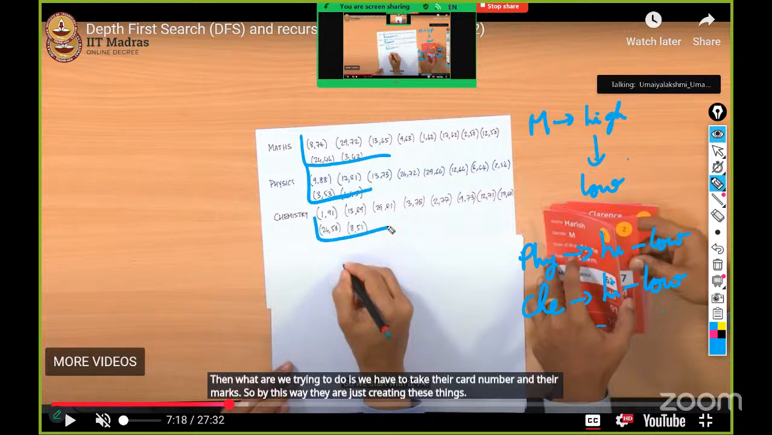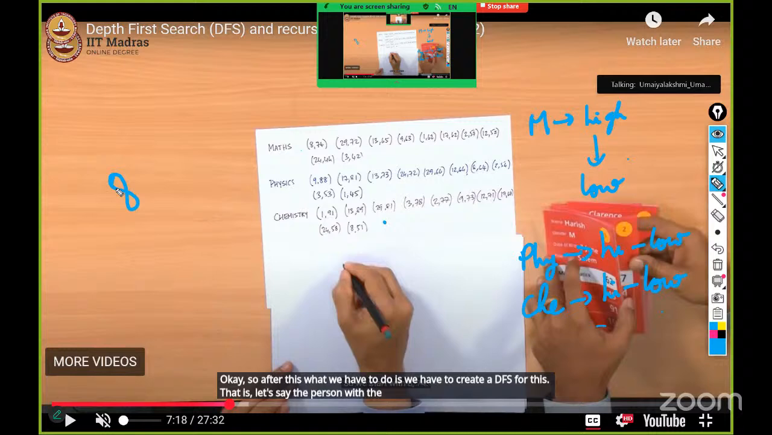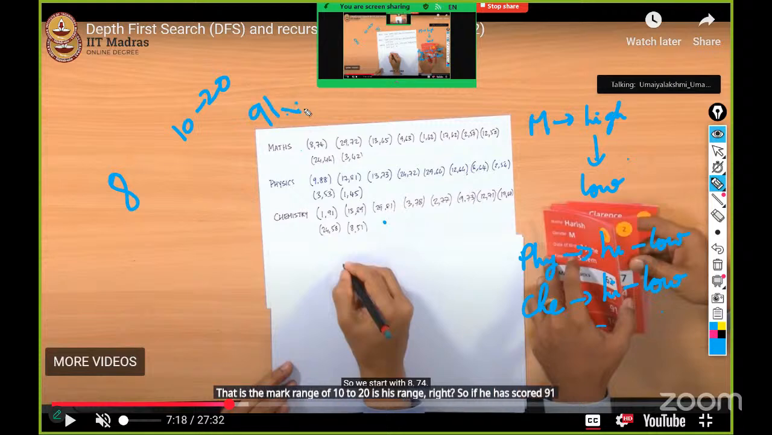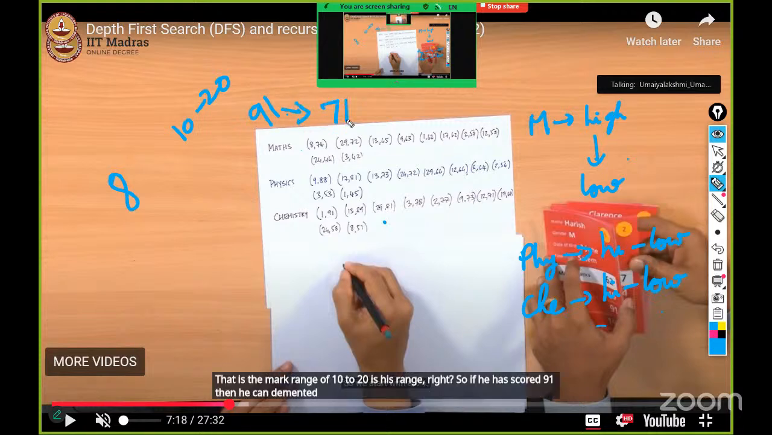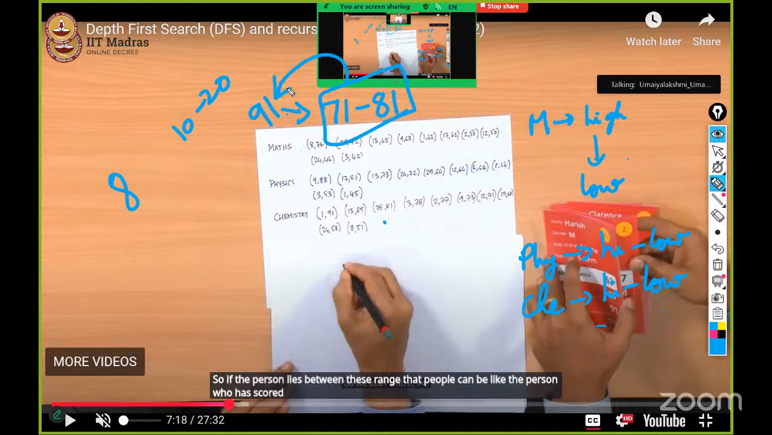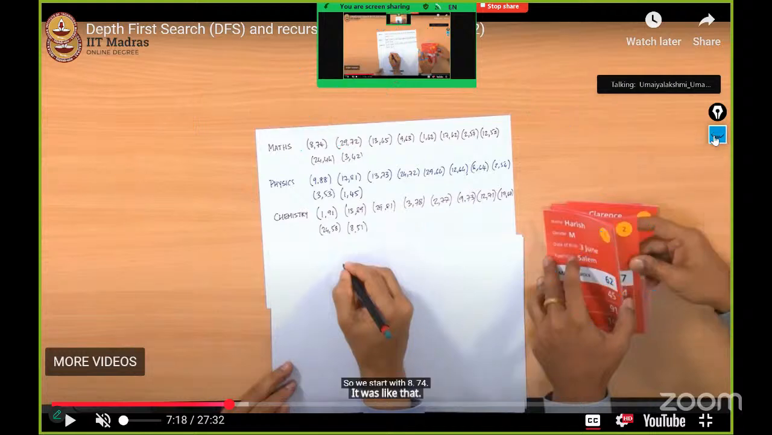So after this, we have to create a DFS for this. Let's say the person with sequence number 8. Whom can he mentor? The mark range is 10 to 20, right? So if he has scored 91, then he can mentor the students who have scored from 71 to 81. If a person lies within this range, then the person who has scored 91 can mentor these people. It is like that. Is that clear? Yeah.